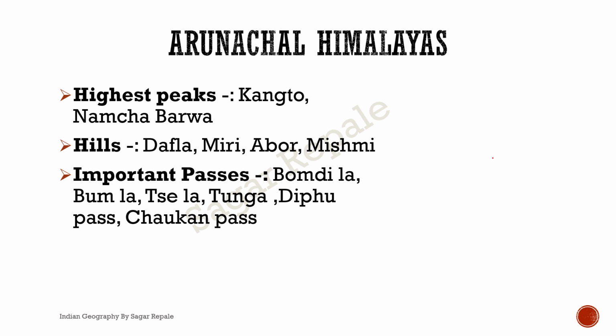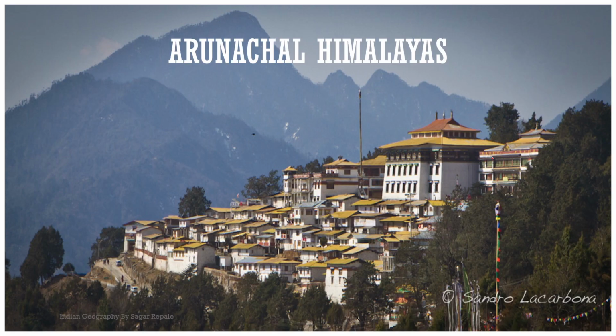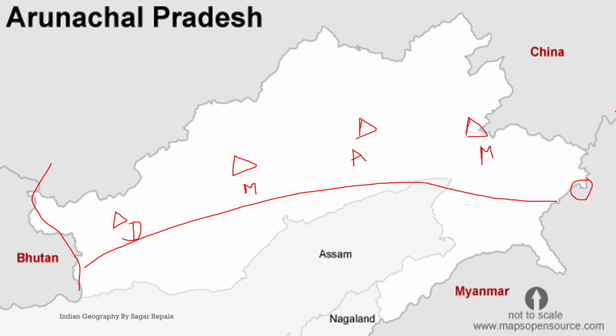And Difu Pass, we just saw, is present in the easternmost section. So this is Difu Pass. Then somewhere here is Bomdila Pass. Somewhere here we have Bumla Pass. Then this is Chaukan Pass. Then somewhere here we have Se Pass.